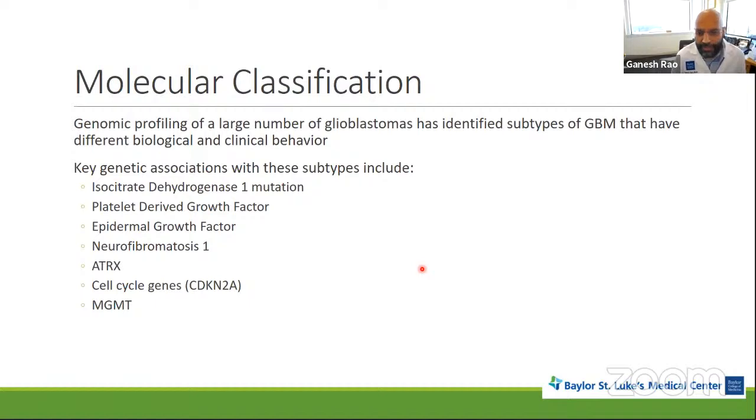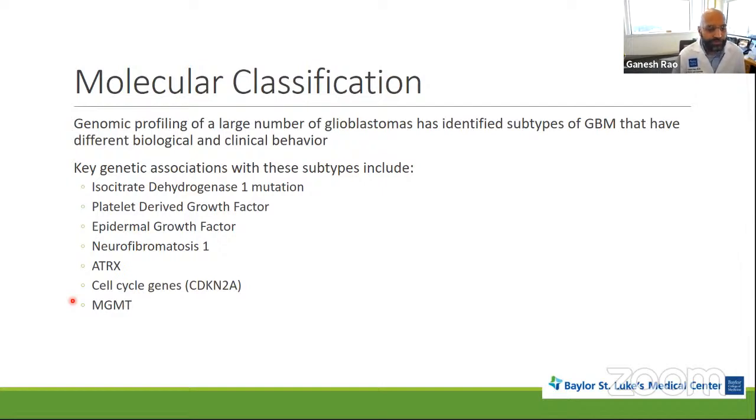Molecular classification is now becoming standard of care in the US. Genomic profiling of a large number of glioblastomas has identified subtypes of glioblastoma that have different biological and clinical behavior. As I mentioned, the isocitrate dehydrogenase 1 mutation is a key identifier for patients with a better prognosis versus worse. Platelet-derived growth factor, epidermal growth factor receptor, in particular the EGFRvIII variant, NF1, ATRX, cell cycle genes, and MGMT, the DNA repair enzyme, in which the promoter may be methylated.